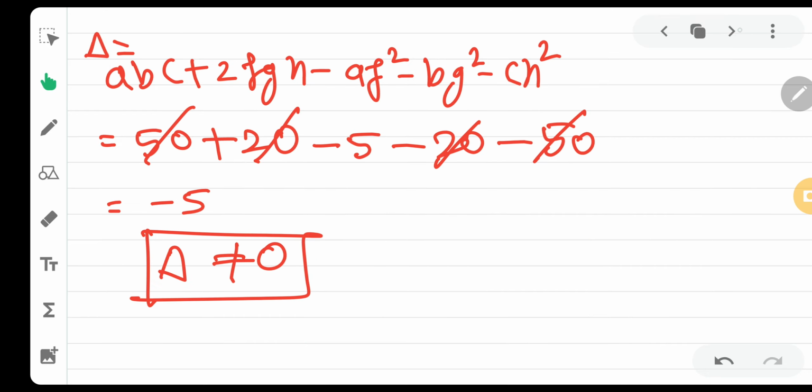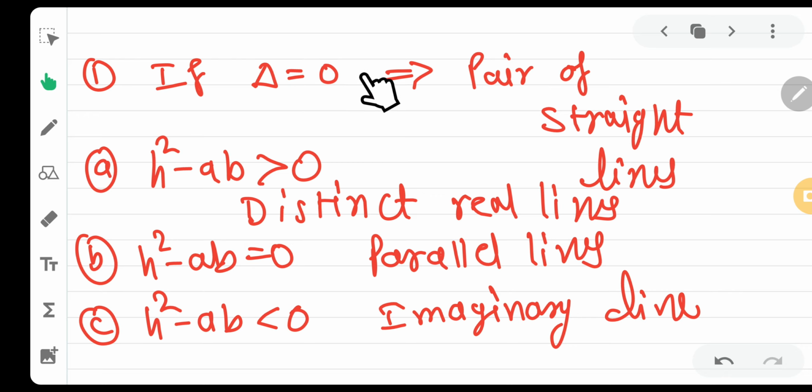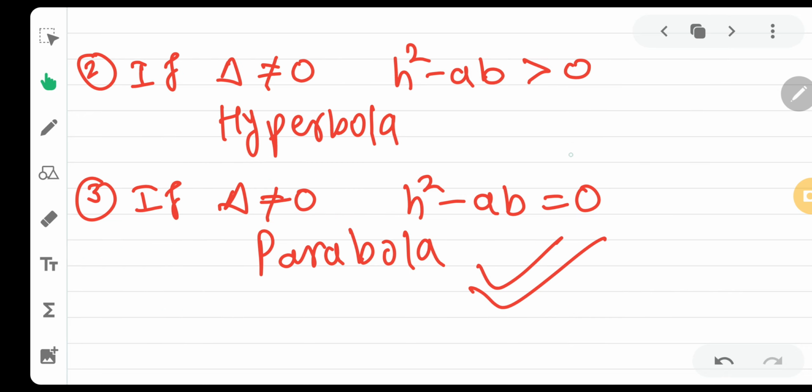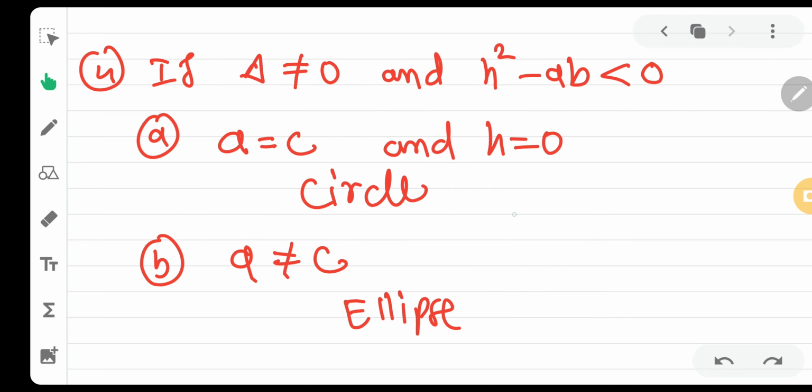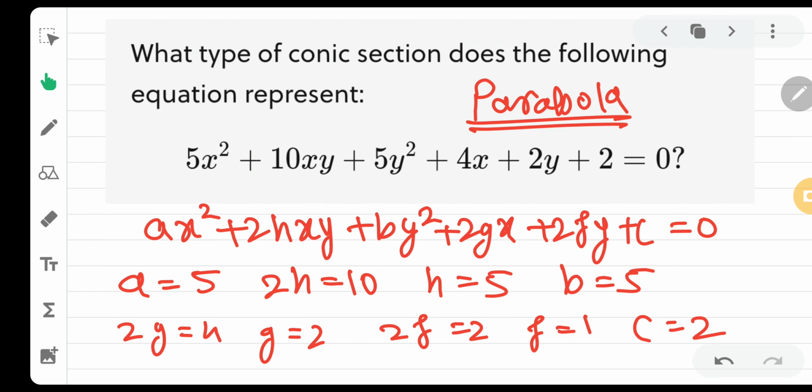That is why this trick comes into picture. You have to check the value of delta. If it is 0, then straight lines. If it is not 0, then you find out h square minus ab. Greater than 0 will be hyperbola, equal to 0 will be parabola, lesser than 0 will be either circle or ellipse based on the condition of a and c. I hope after this you would be able to identify any type of conic section given to you.